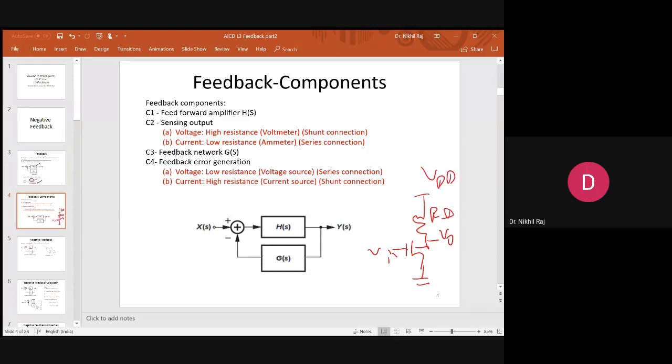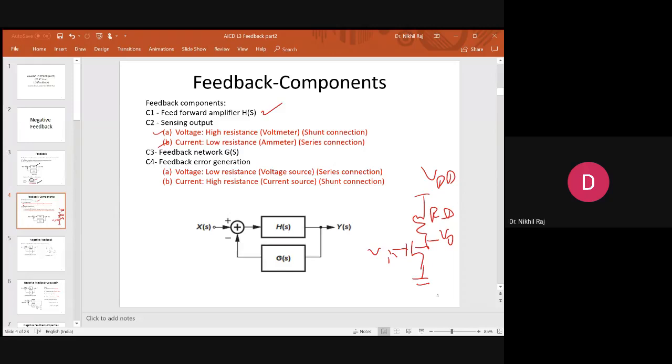But when we introduce any feedback element or circuit, we need to introduce four components. First, a feed forward amplifier will be there. That is a simple amplifier. Then at the output there must be some way to sense the output, whether it is generated in the form of voltage or in the form of current. So based on this, there will be two types of sensing at the output terminal.